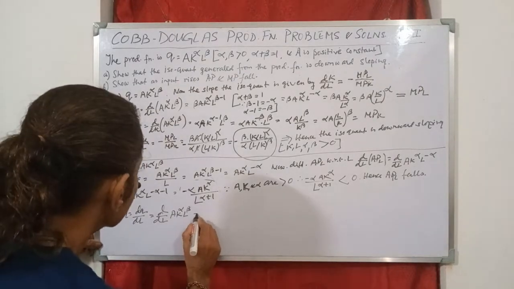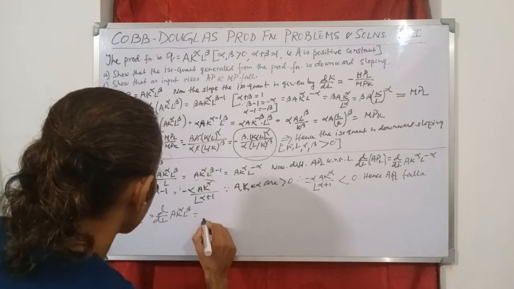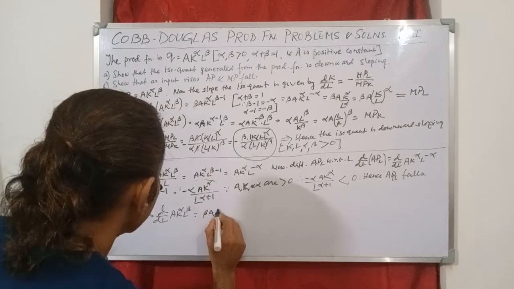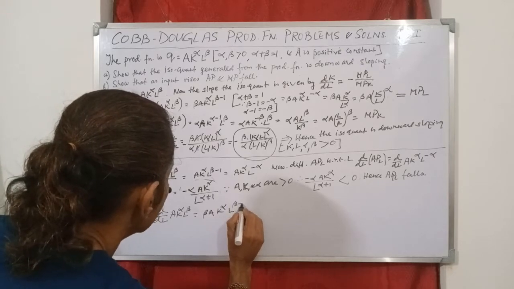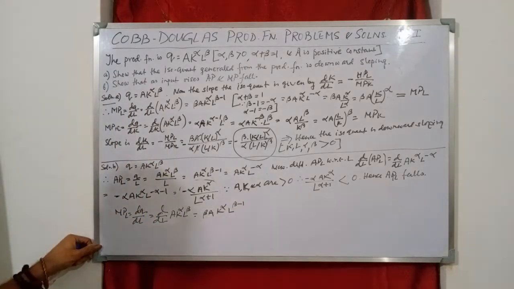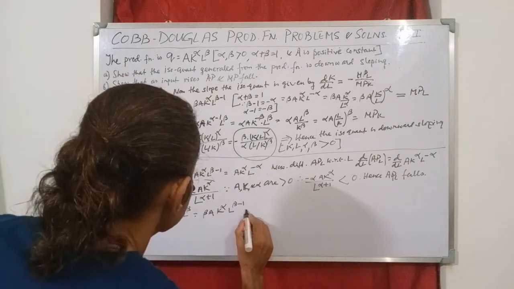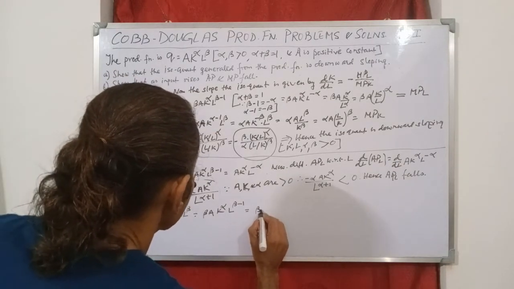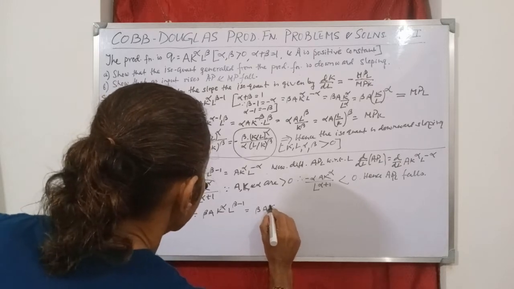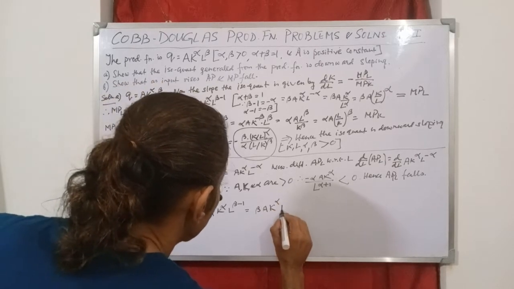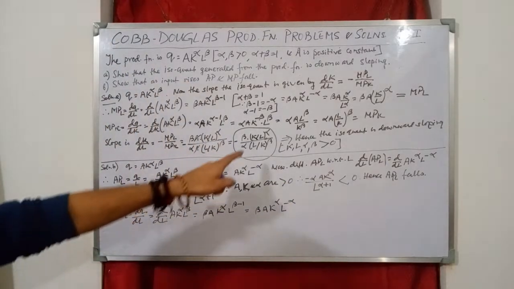So this becomes beta A K to the power alpha L to the power beta minus 1, right? This is equal to beta A K to the power alpha L to the power minus alpha, because beta minus 1 is minus alpha.